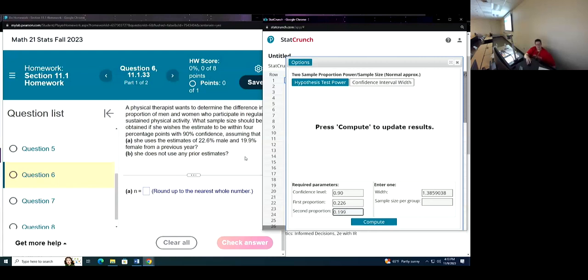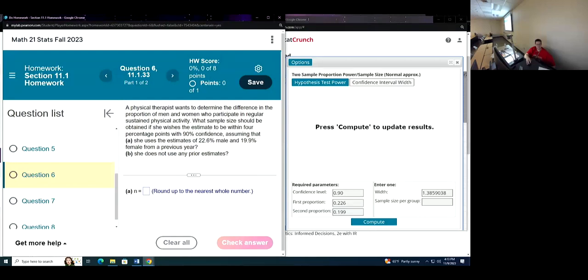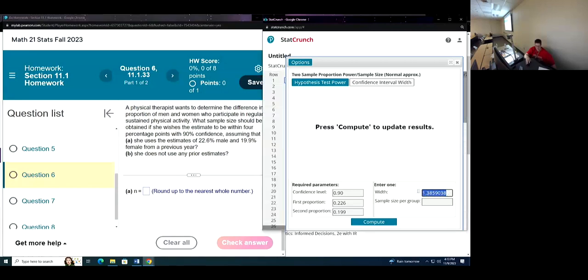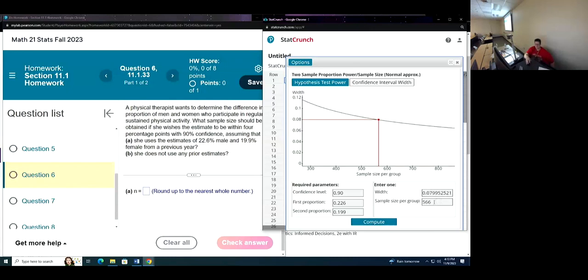And it says within 4 percentage points means plus or minus 4, which means a total of 8. 8 percentage points as a decimal would be 0.08. And we've entered in everything but sample size per group. If we click compute, it should give us the number to use. So it's recommending we use 566 for each group.